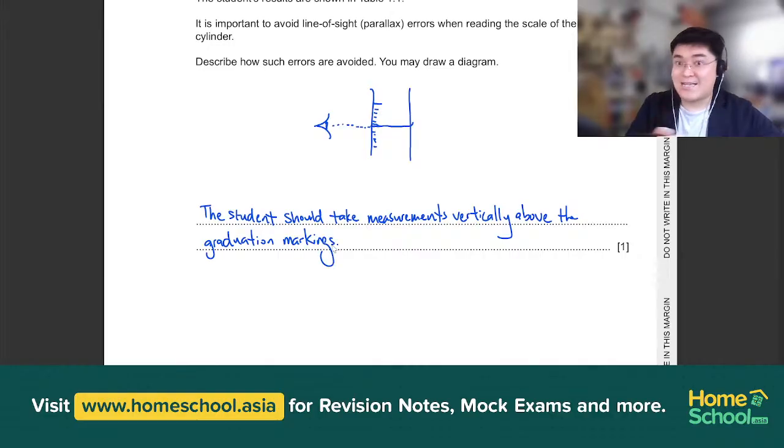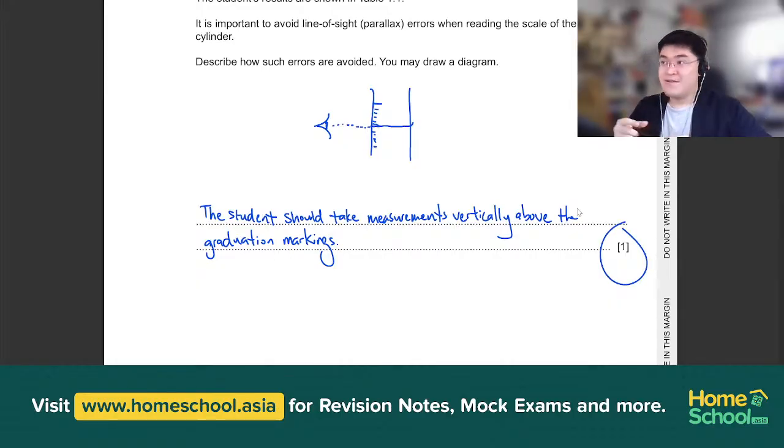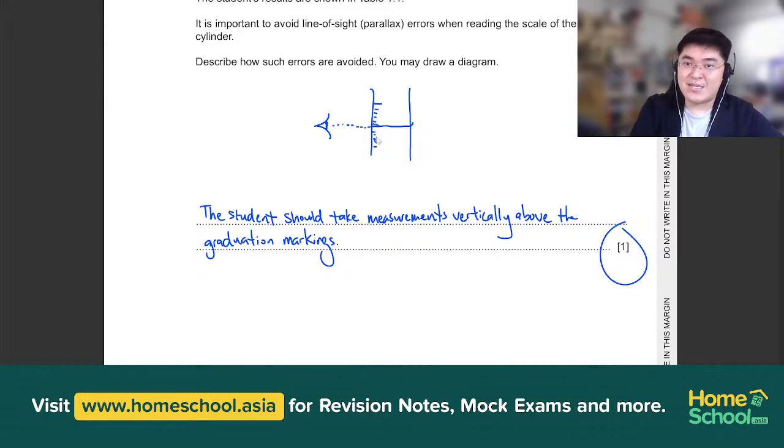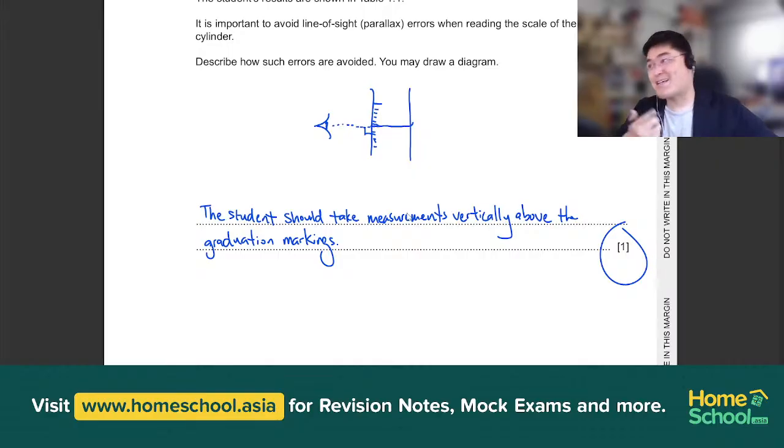Okay, just like that, your full 1 mark is done. So basically, how do you get your 1 mark? Essentially, anything to do with the scale, like reading it at a right angle above, or at eye level, or perpendicularly. Anything of that sort will get you your 1 mark, okay? My answer is just one of many.